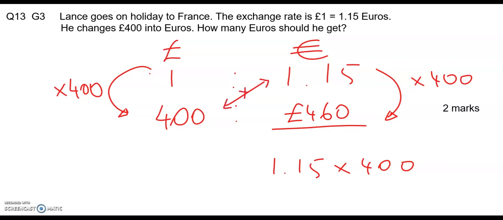Another way to do it would have been like we explained in an earlier example. So multiply the 2 numbers diagonally and then divide by whatever is left. So that's the 1. So we'd go, again, 1.15 times 400 divided by 1 would give us the same answer, which is £460.